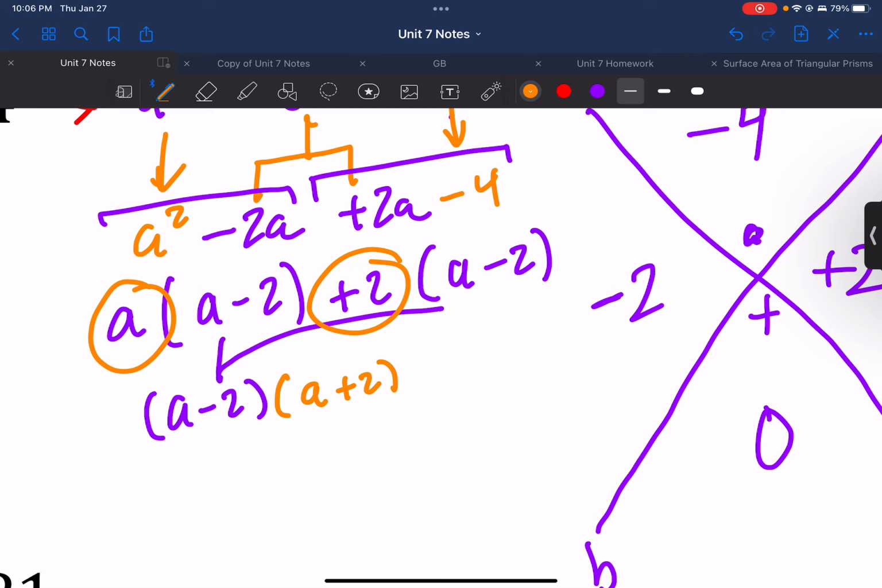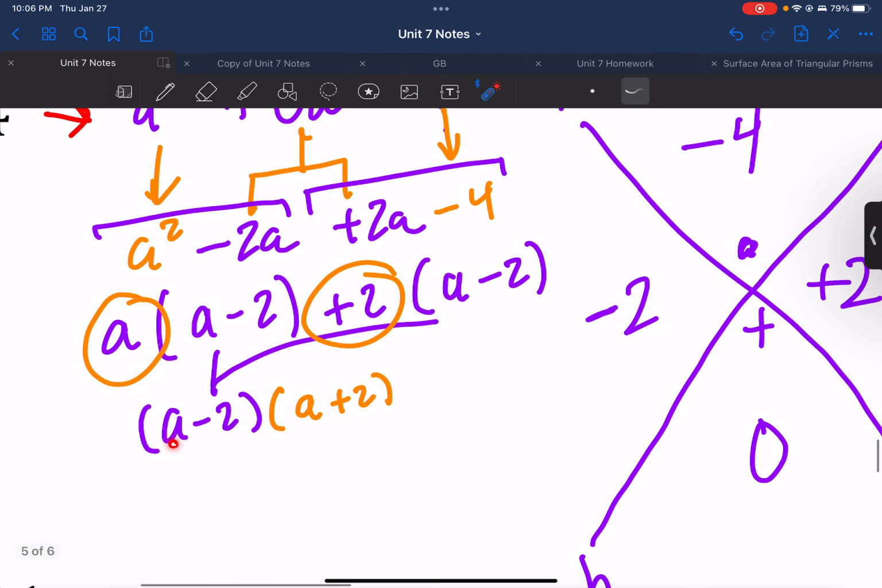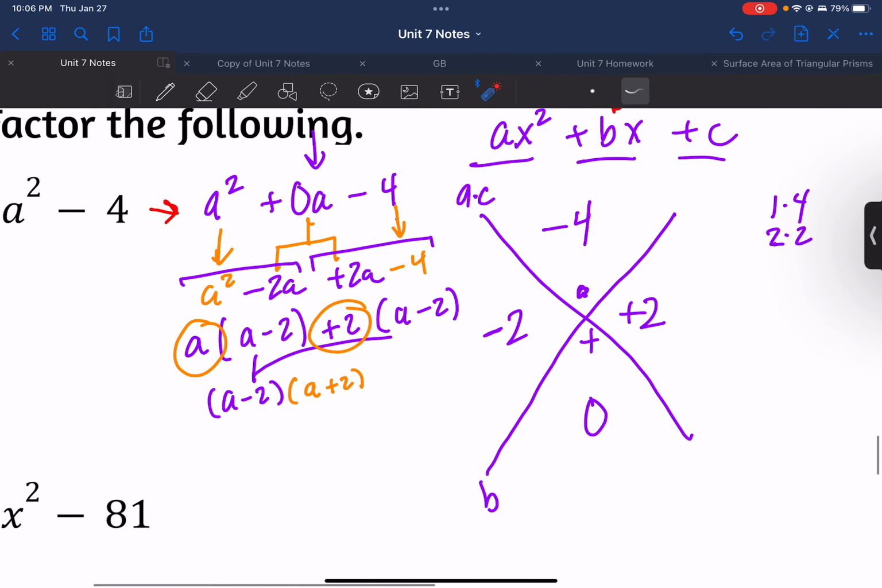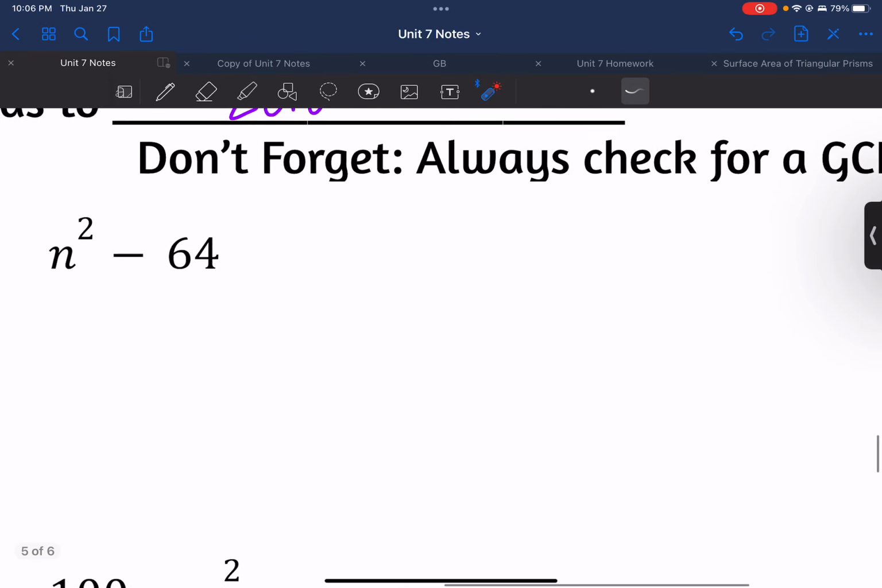Bam. Just like that. See how easy it is? And just like what I said, right? You see we have a, -2, +2, right? It's basically the same, just opposite signs in the middle. All right, so let's do a few more examples.